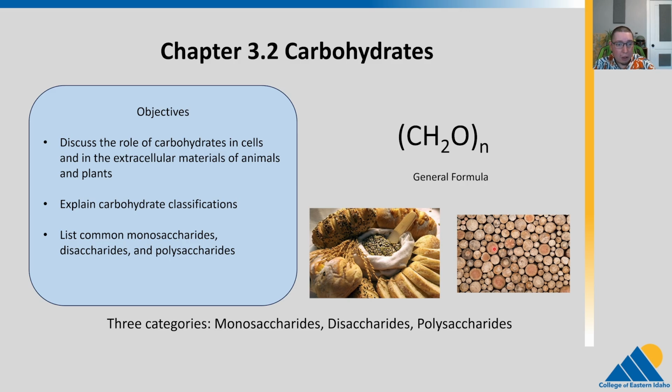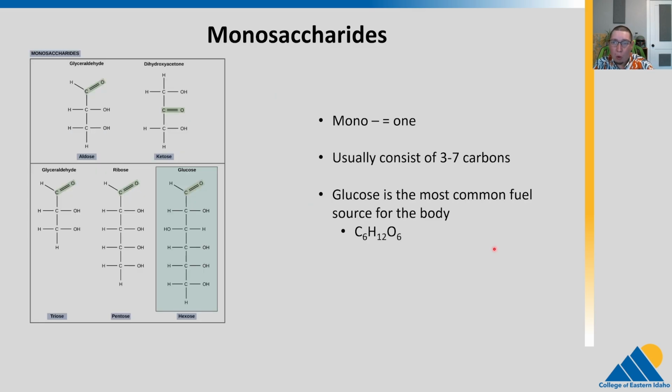Okay, so let's start with the classes here, the three categories, and we will build upwards. So let's start at the bottom with what we call the monosaccharides. All right, here's where breaking down your words really, really helps. Mono is a prefix for one or single. And saccharide is another term for sugar, basically. So this is a single sugar. So it's a single monomer of sugar.